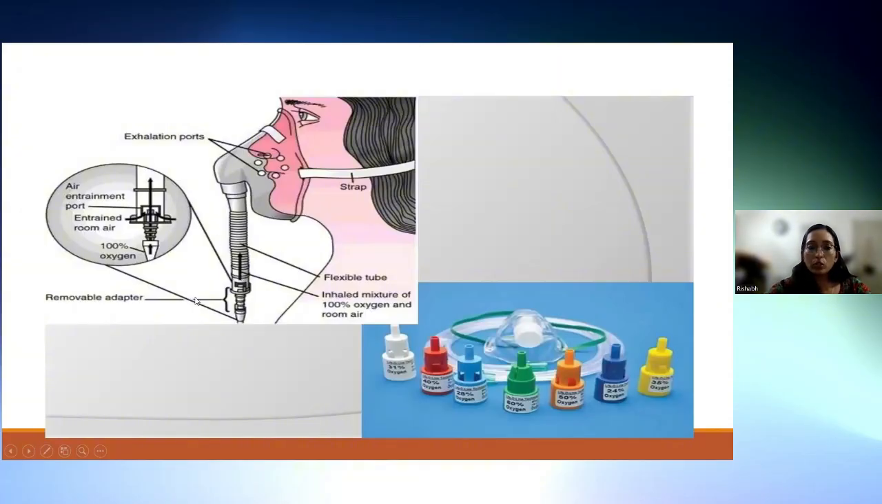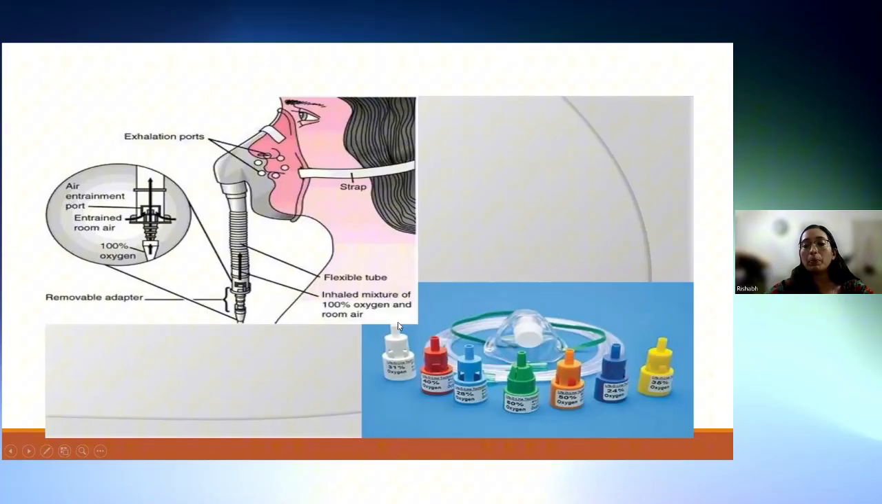So this is how it works. You will find that there is an oxygen source which is connected to an adapter. As the oxygen goes through this adapter, because of the high flow, a negative pressure is created, and that entrains air from the atmosphere. So there's a blending which takes place, and thereby the patient gets a fixed percentage of oxygen.